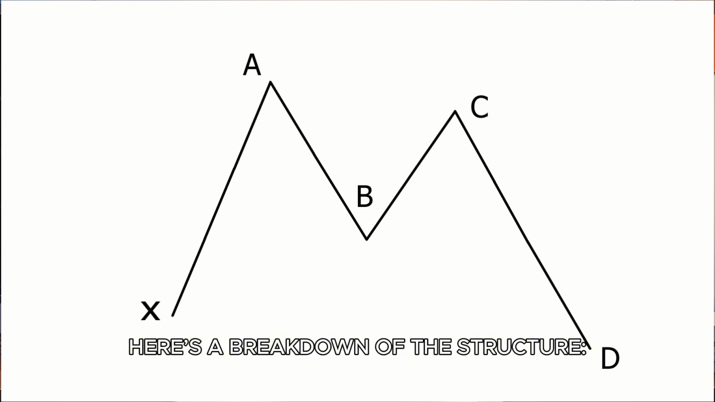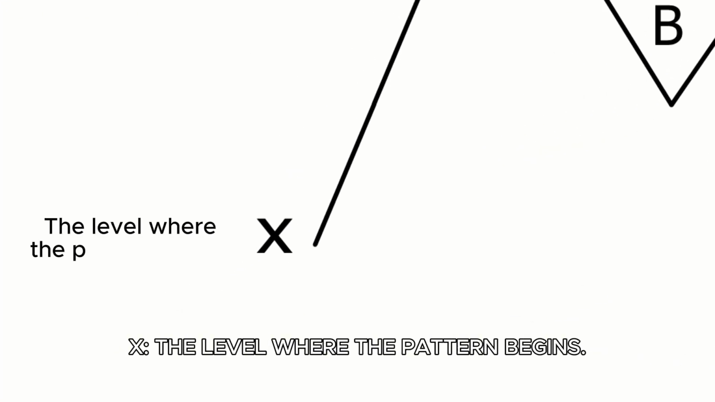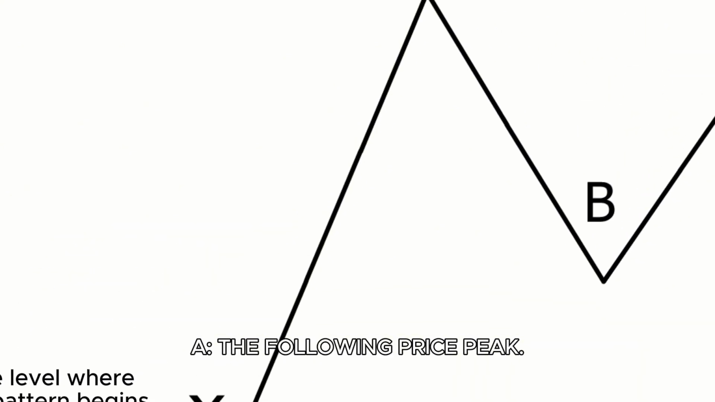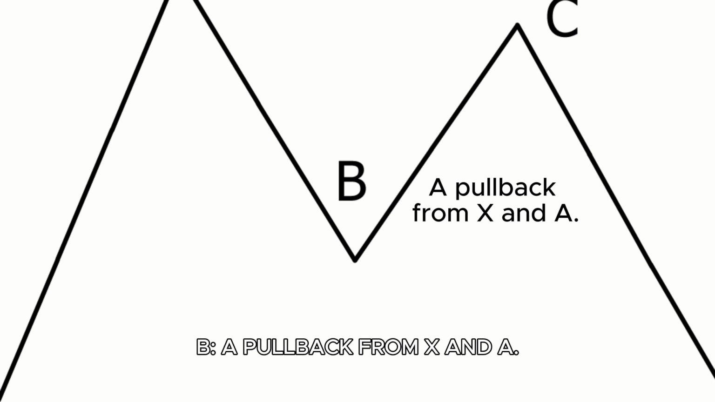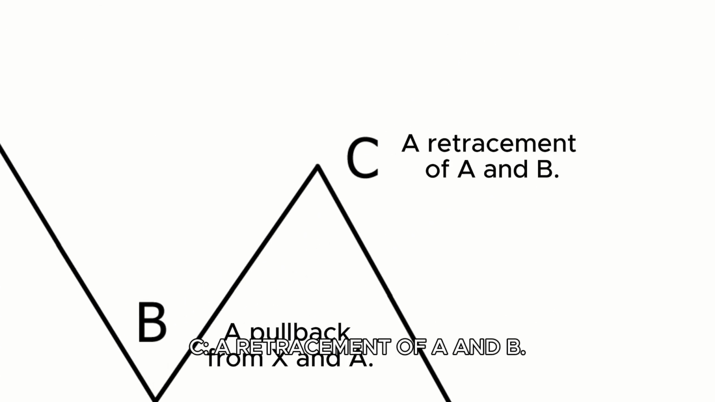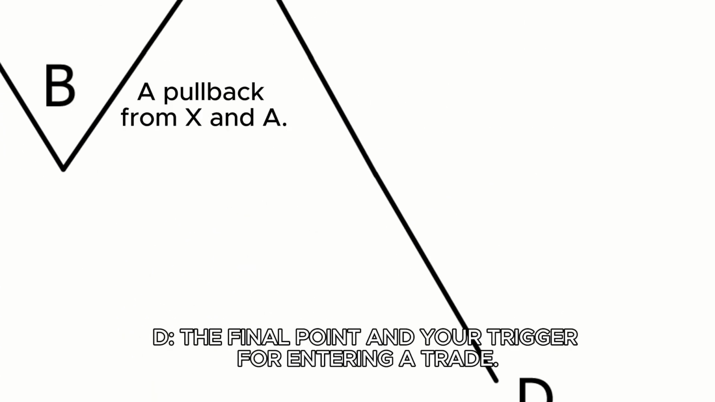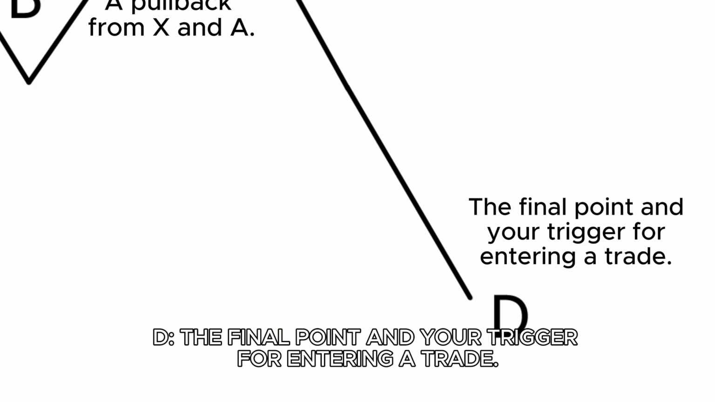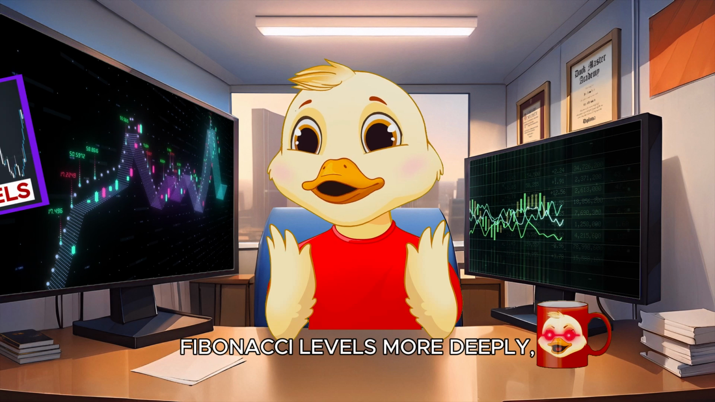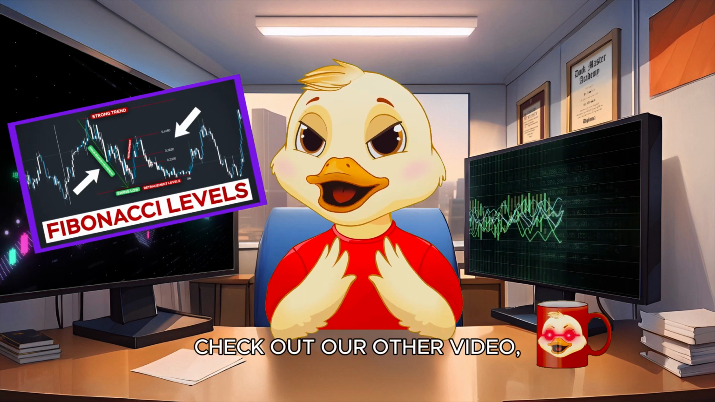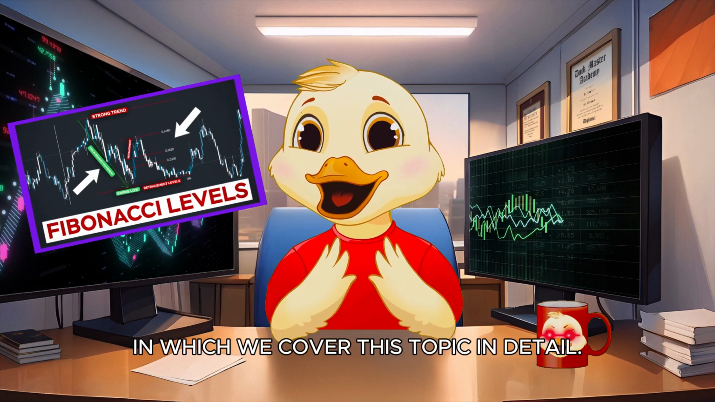Here is a breakdown of the structure. X, the level where the pattern begins. A, the following price peak. B, a pullback from X and A. C, a retracement of A and B. D, the final point and your trigger for entering a trade. By the way, if you want to explore Fibonacci levels more deeply, check out our other video in which we cover this topic in detail.